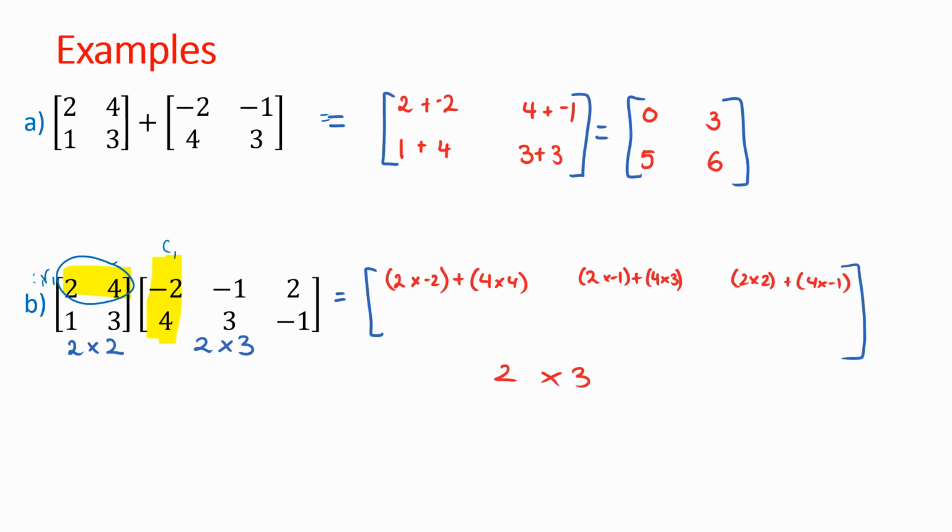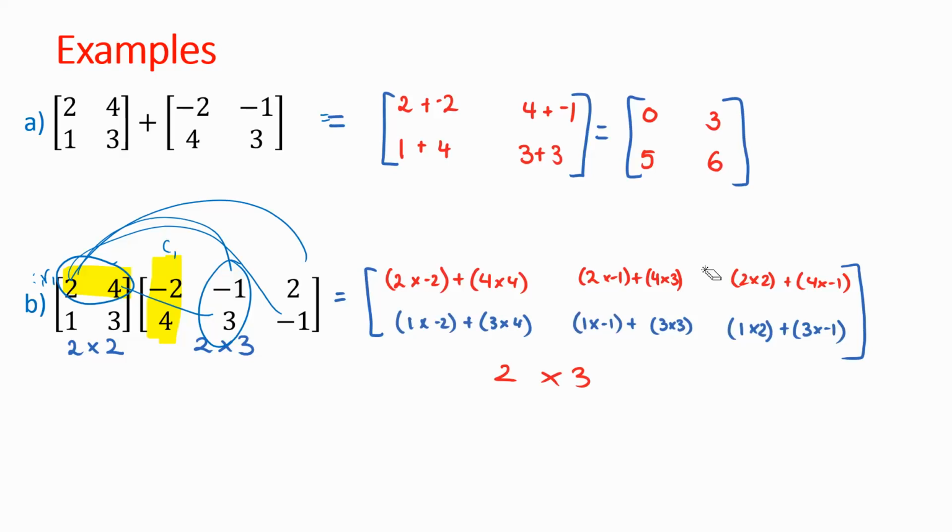Row 1 times column 2. So that becomes 2 times negative 1, 4 times 3. I get the answer for row 1, column 2. If I do row 1, column 3, so 2 by 2 and the 2, negative 1, I get row 1, column 3. Okay, so it's all about getting those values. So if I write it all down now, this is what it looks like.